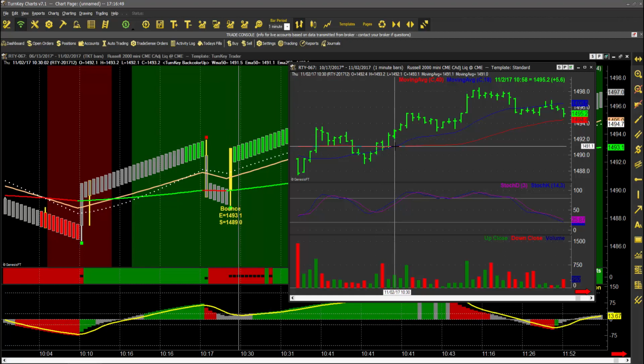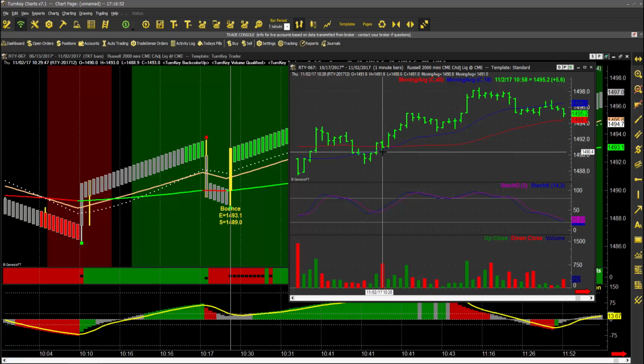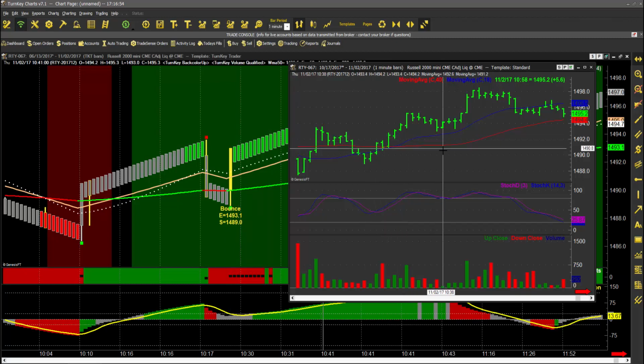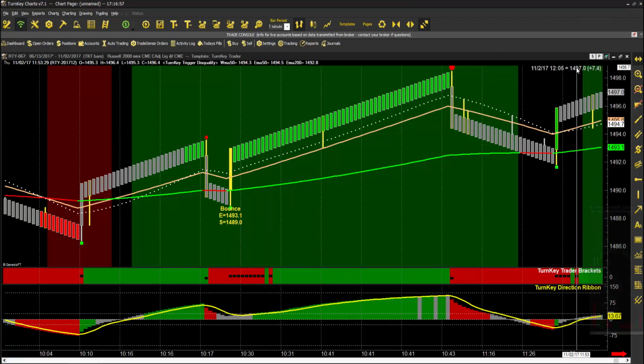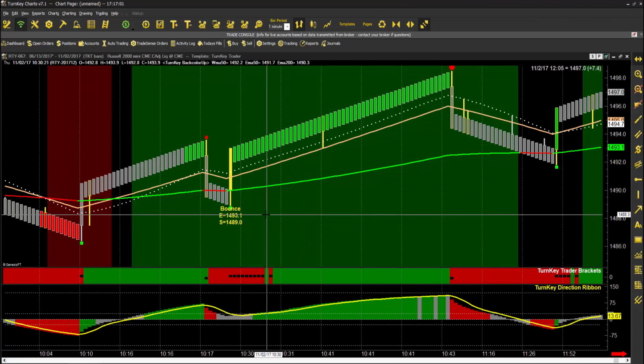So our idea is to wait for all of that back and forth movement to work itself out and let the buyers and sellers fight it out, and we look to get in after one side has won and starts moving the market in our anticipated direction.